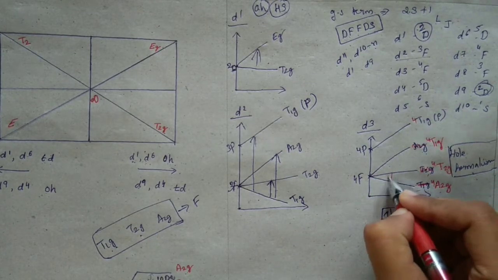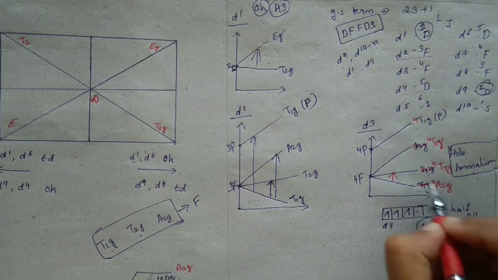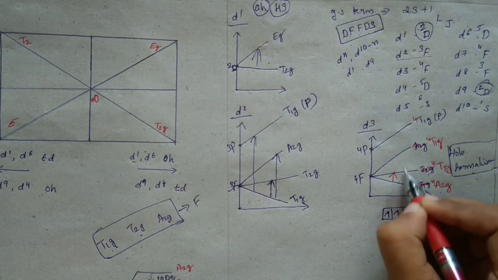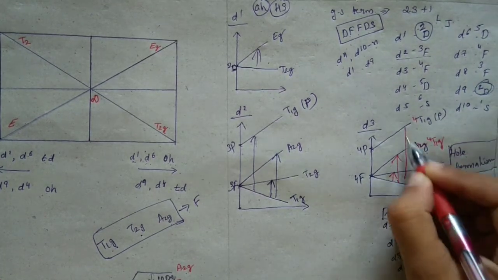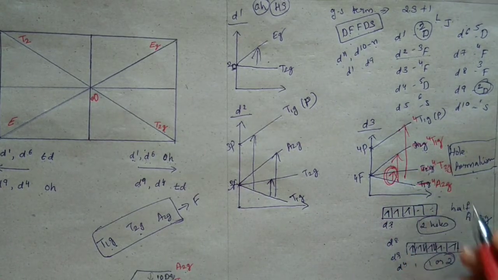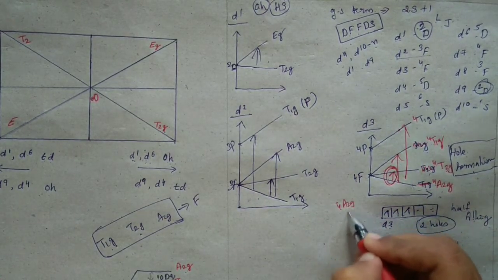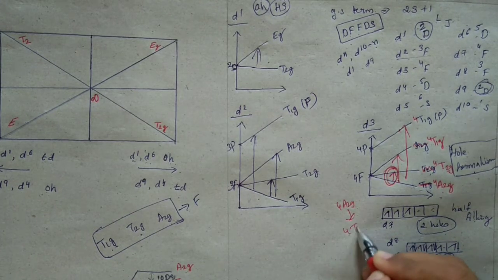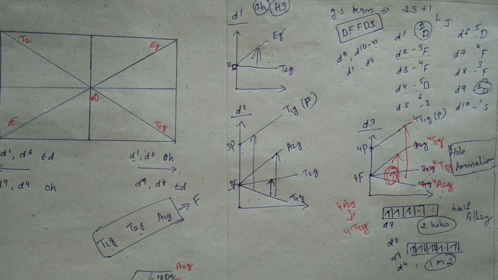So the transitions will be from A2g to T2g, and then this and this. So the fundamental transition is this one, the small one: 4A2g to 4T2g. That is the fundamental transition.